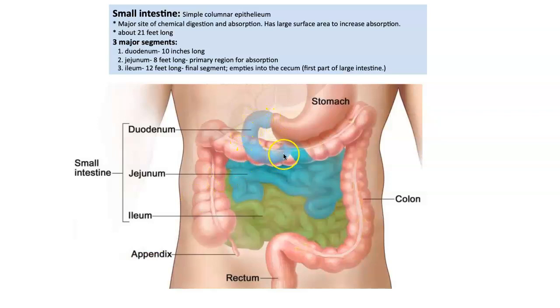It has 3 segments that you need to know. The first one we've already talked about is the duodenum. This first section is only 10 inches long. And then we have the jejunum. Say that word, jejunum. This is 8 feet long. And then we have the ileum. The ileum is 12 feet long, and it is going to be connecting to the large intestines. So 21 feet of small intestines.